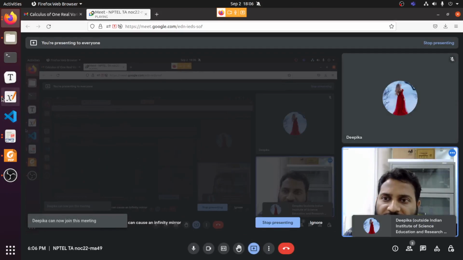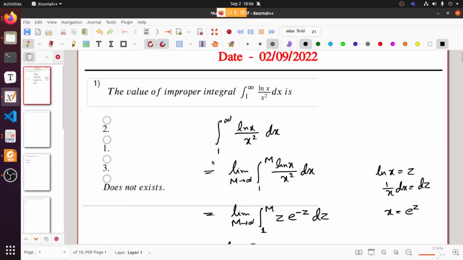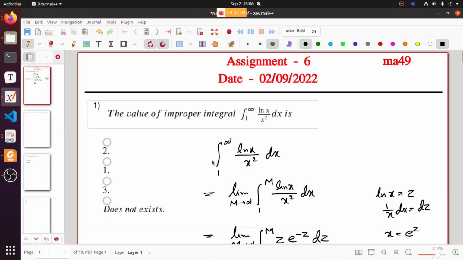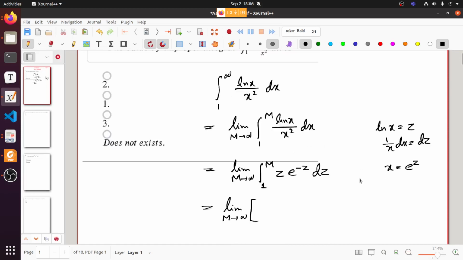We are discussing the first question. You have to find the improper integral from 1 to infinity of ln x by x square dx. So you write it as the limit m tends to infinity of the integral from 1 to m of ln x by x square dx. Now we make the change of variable ln x equals z, so 1 by x dx equals dz. I am putting it here: ln x will be z, 1 by x dx will be dz, and the remaining 1 by x will be e to the power minus z.